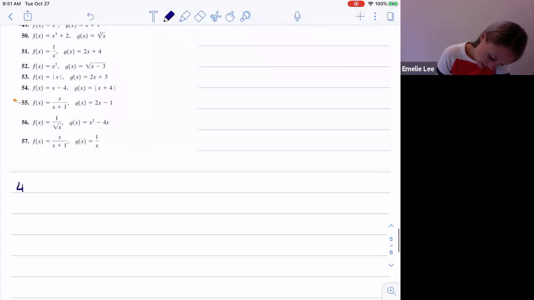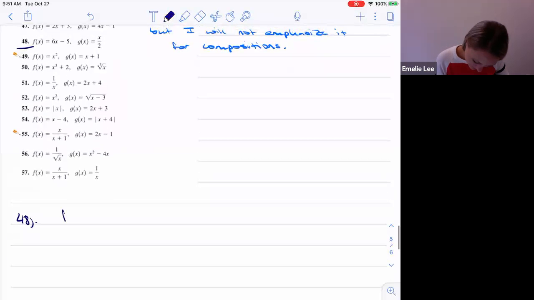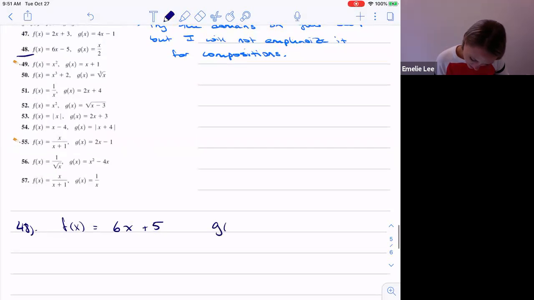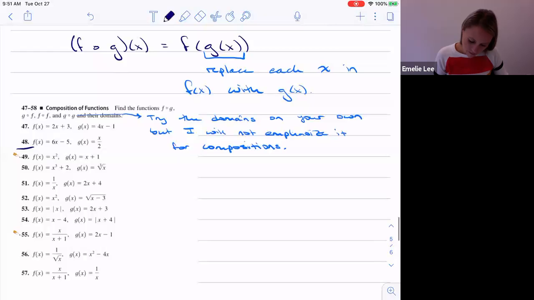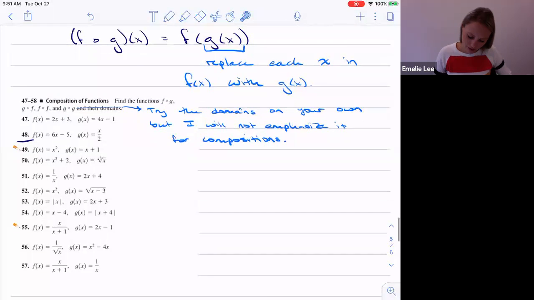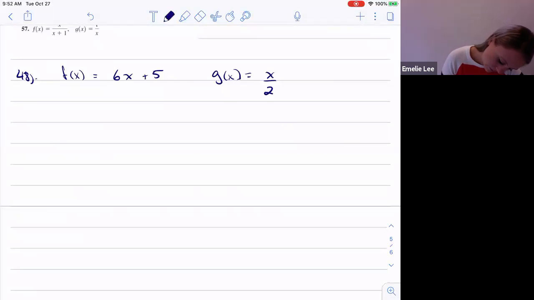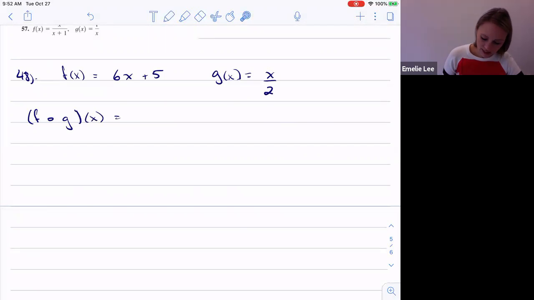So if we do 48, f of x is 6x plus 5, and g of x is x over 2. So we're supposed to find f of g, g of f, f of f, and g of g. All of these are going to be different, right? So let's have a look here. F composed with g of x. Like I said, I'll always probably just start writing it as f of g of x.